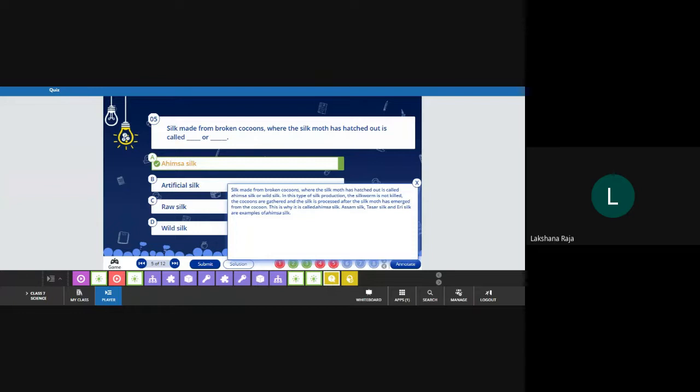Okay, fine. So now, apart from this silk, let me tell you something else. Apart from the silk obtained from silkworms, do you know something? We also get silk from lotus. Do you know that we also get silk from lotus? That is really interesting, no? Yes, ma'am.